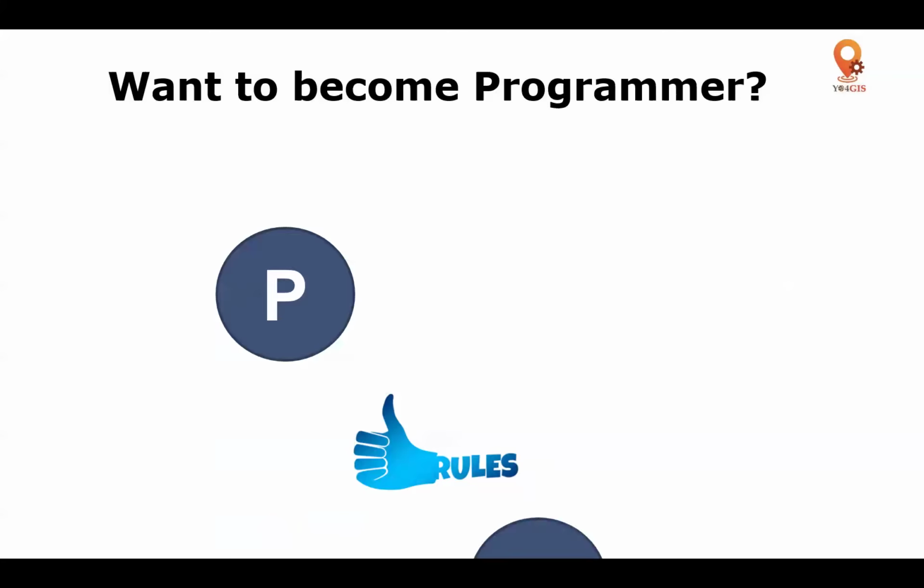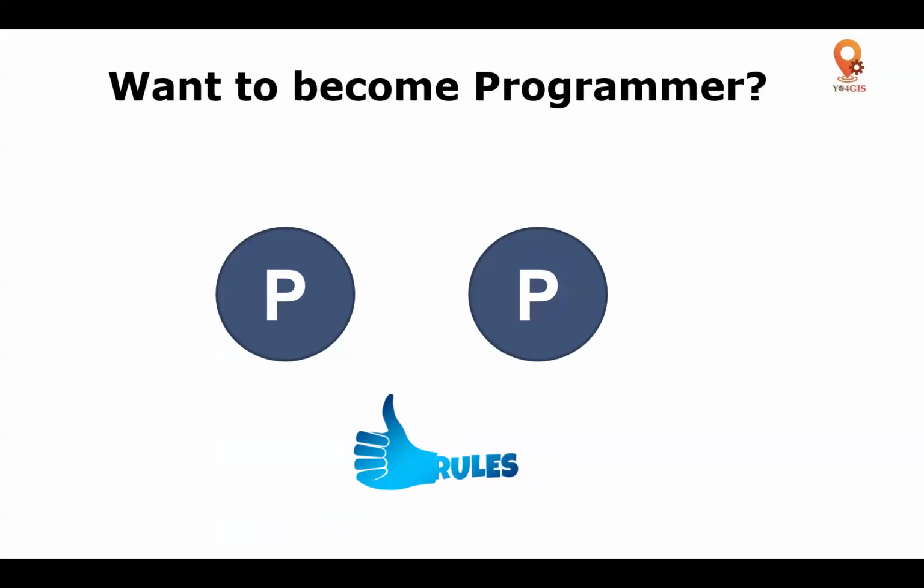So there are two important rules to become a programmer. One is practice and the second one is patience. Patience is very important for any developer like us, because when we start the development, then definitely you will get many errors.